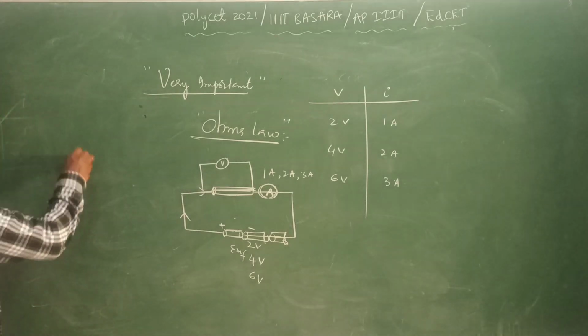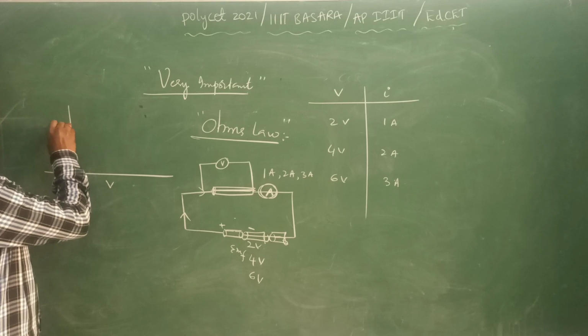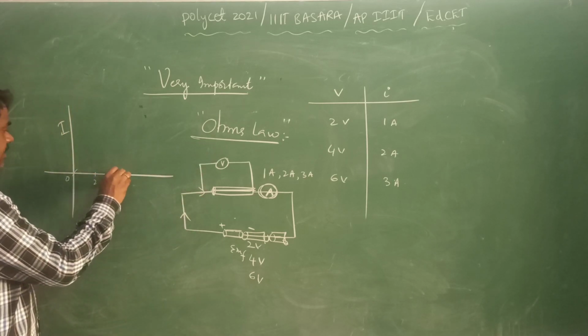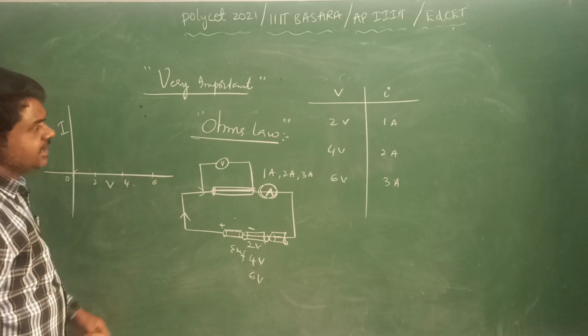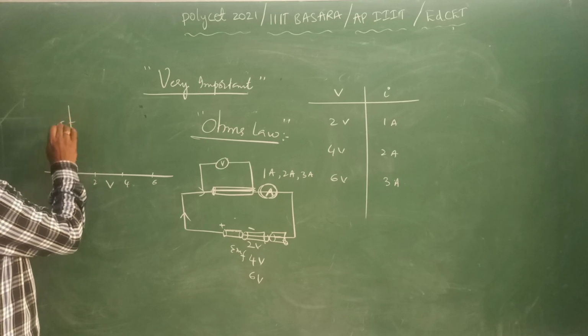So if you plot the graph between voltage and current: voltage 2, 4, 6, right? So this is 0, this is 2, this is 4, this is 6. And coming to current, this is 1, this is 2, this is 3.